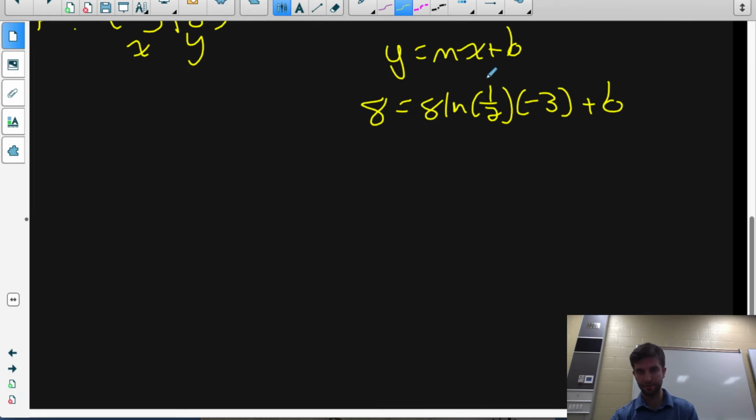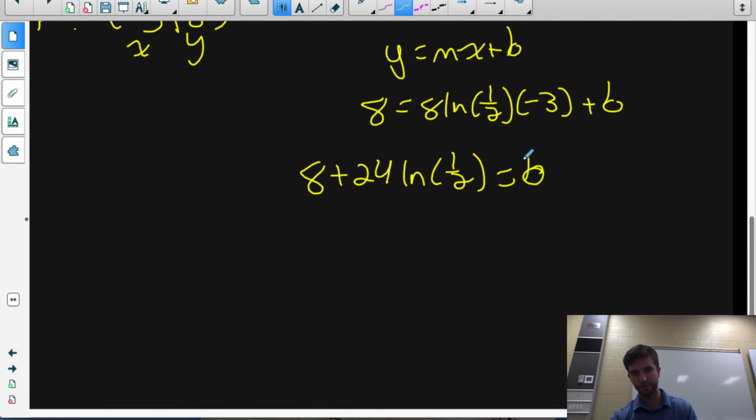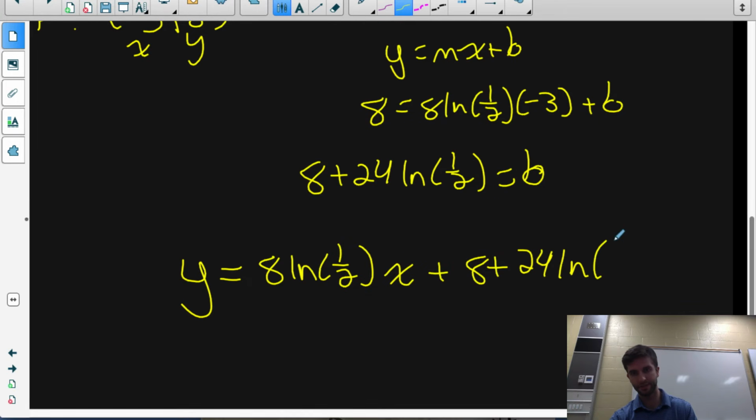So 8 times -3 is -24. Move it over, it's +24. So I've got 8 plus 24 ln 1/2. That's my b value. So the equation, y equals 8 ln 1/2 times x plus 8 plus 24 ln 1/2, and that's the equation of the tangent line. And it's an exact equation.